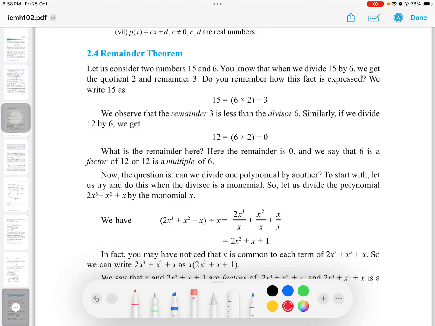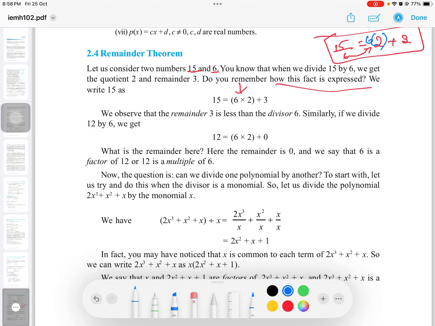Now, the remainder theorem. If we consider two numbers, let's say 15 and 6. You know that when you divide 15 by 6, we get a quotient of 2 and a remainder of 3. This is how we express it: 15 equals 6 times 2 plus 3. You just multiply 6 by 2 and then add 3.